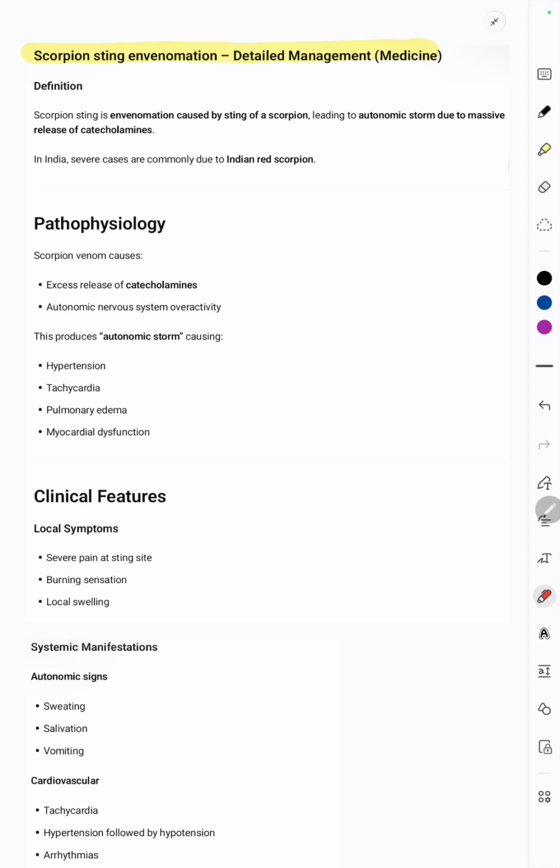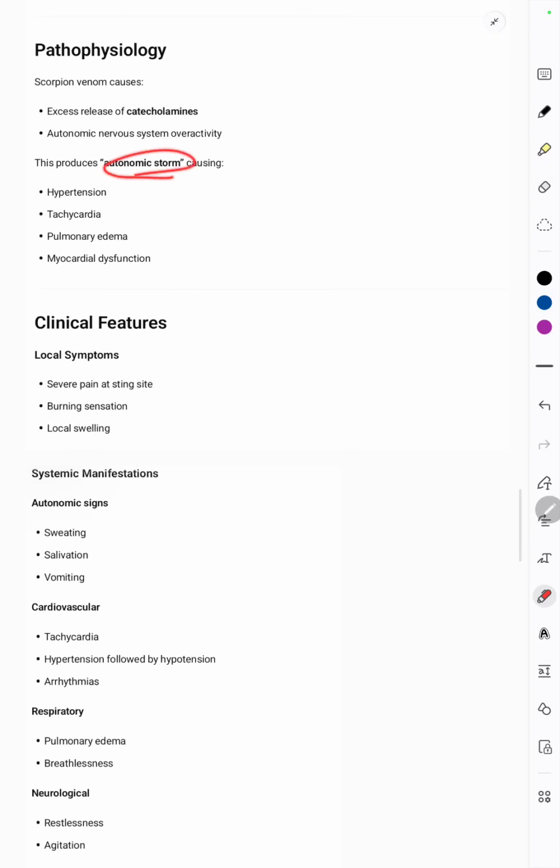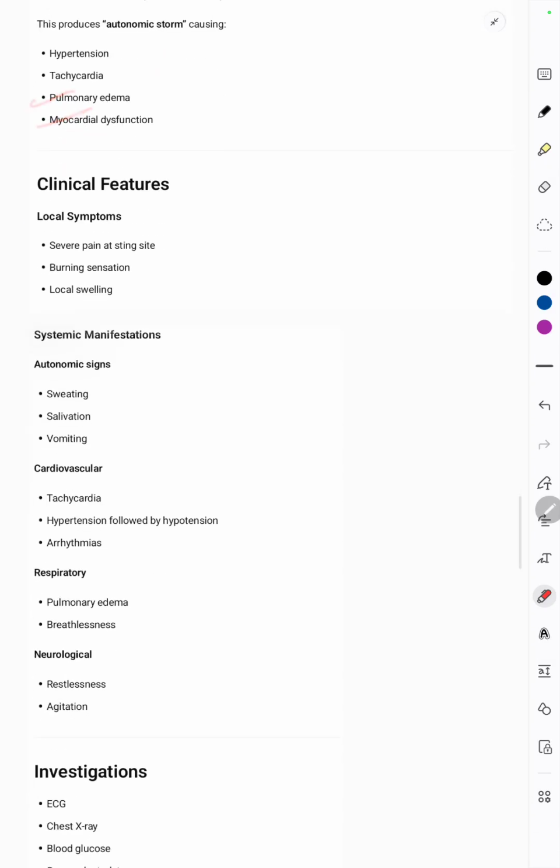And scorpion envenomation. Scorpion sting is caused by the sting of the scorpion, leading to an autonomic storm due to massive release of catecholamines. It is mainly because of the Indian red scorpion. In pathophysiology, there is excess release of catecholamines, and autonomic nervous system overactivity is seen. This produces an autonomic storm that leads to hypertension, tachycardia, pulmonary edema, and myocardial dysfunction.